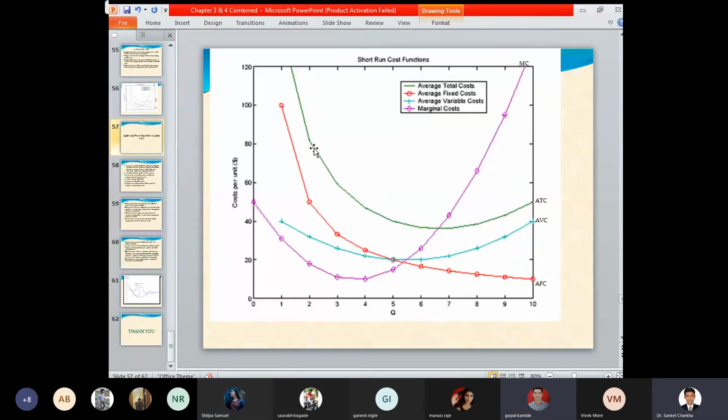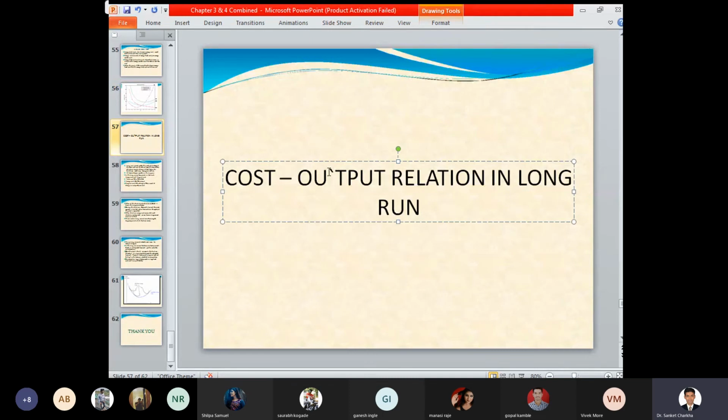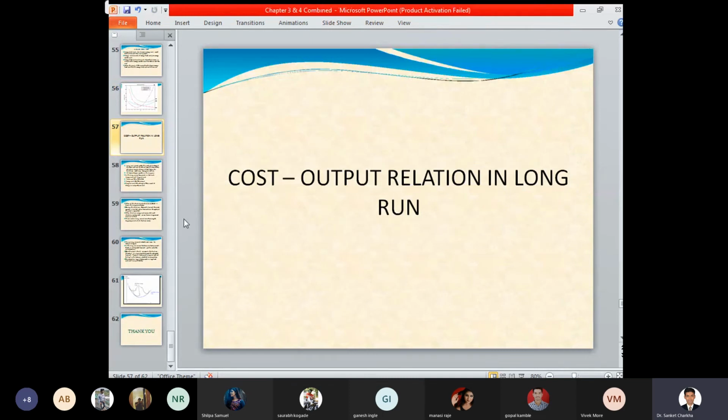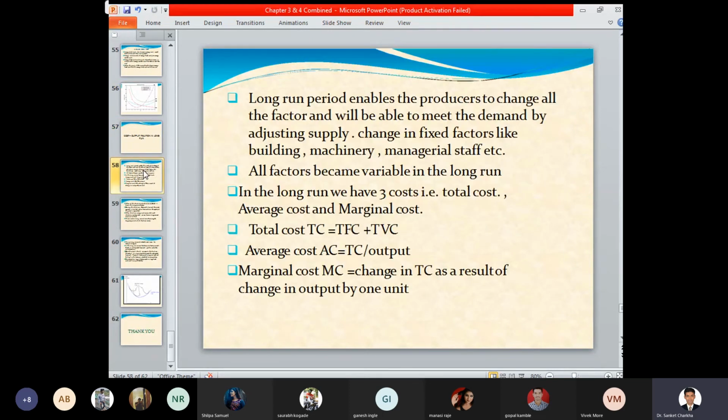Now moving to the next point, that is cost and output relationship in the long run. First we have seen the relationship in the short run, now moving towards the relationship in the long run. The long run period enables producers to change all the factors and meet the demand by adjusting supply, changing fixed factors like building, machinery, managerial staff, and so on.